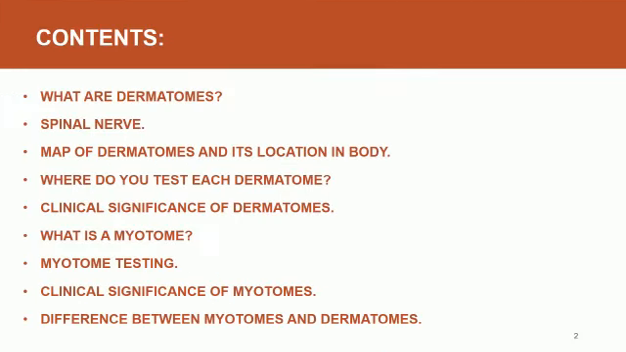So these are my contents. What are dermatomes? And we will talk about how a spinal nerve is formed, map of dermatomes and its location in body. Where do we test each dermatome? And what is the clinical significance of dermatomes? Or why are they so important?